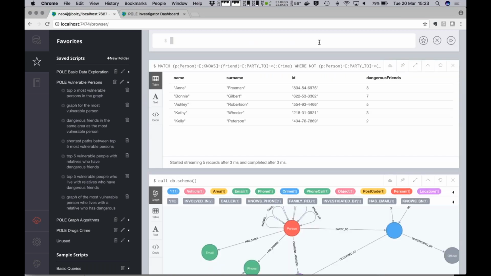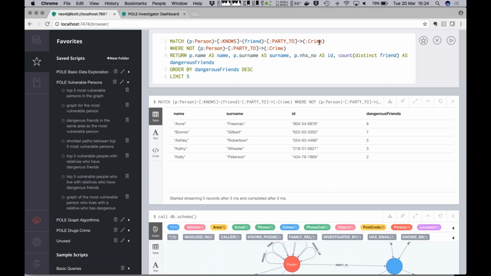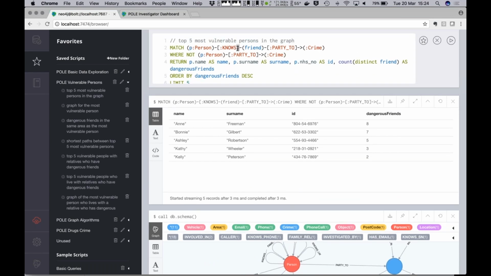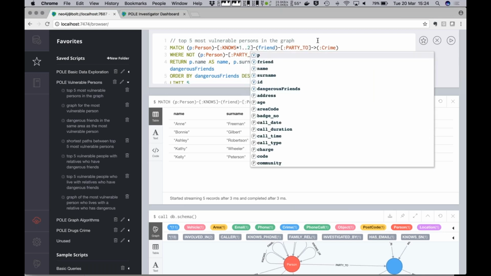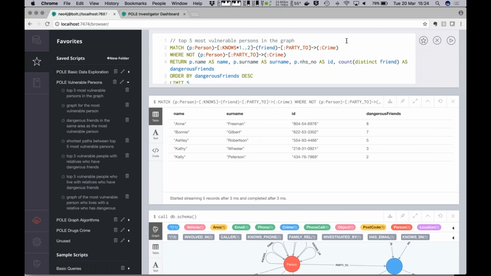So we can see the top result is Anne Freeman. Anne has 8 dangerous friends. Then there's Bonnie Gilbert, who has 7, and so forth. The thing we can do here quite easily, which is a really powerful feature of the graph, is that we can start to say very easily, well, what if I'm not just interested in their direct friends, but the friends of their friends? Start looking for a wider social network that might be exposing these people to crime.